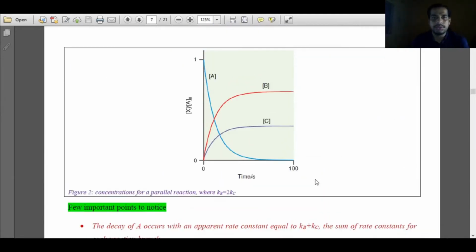If we want to understand the parallel reaction in the form of a graph, A is forming B and C and A is decaying exponentially. So this graph shows that A decays exponentially with respect to time, while B is forming and C is forming. Whether more B or more C will form depends upon the rate constant of the respective species. For this particular graph, it is assumed that Kb is equal to 2 Kc, meaning the rate constant for formation of B is higher than the rate constant for formation of C, and there is no doubt that the concentration of B at any time is higher than the concentration of C.